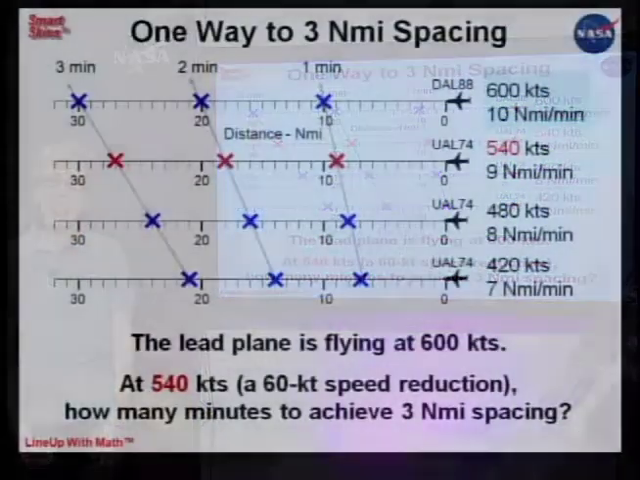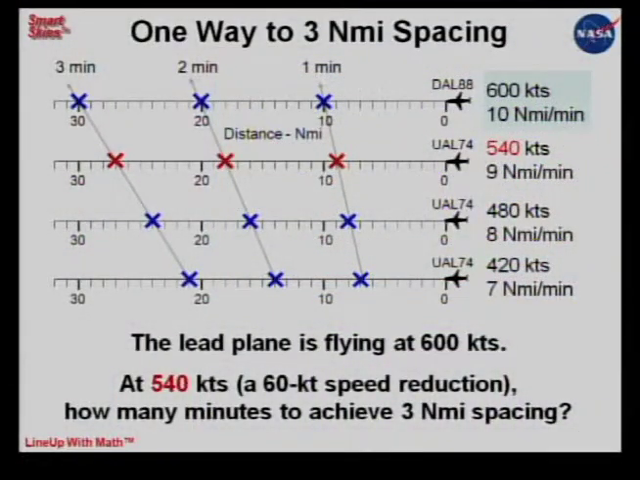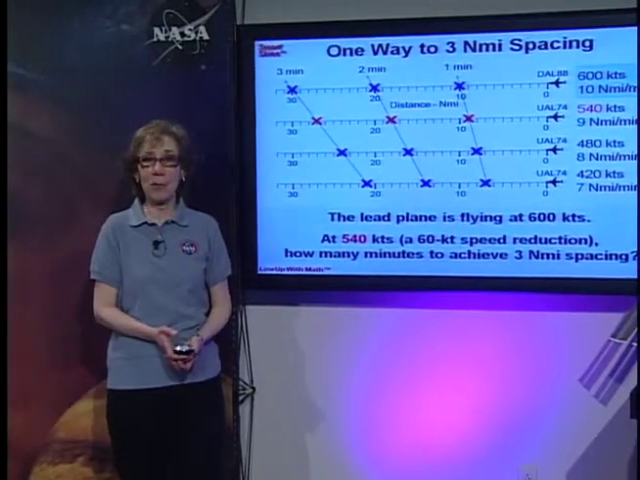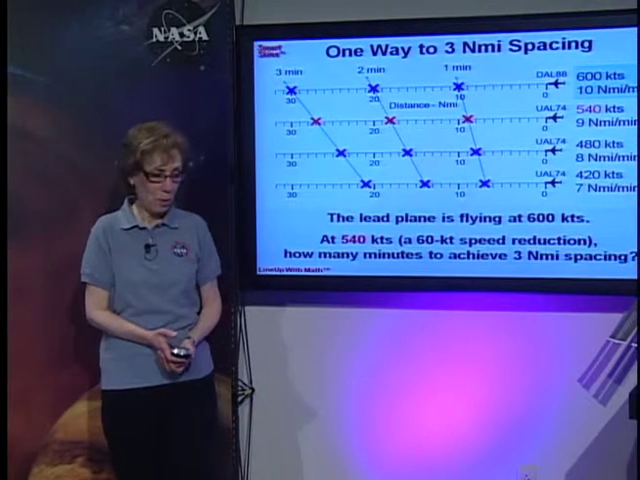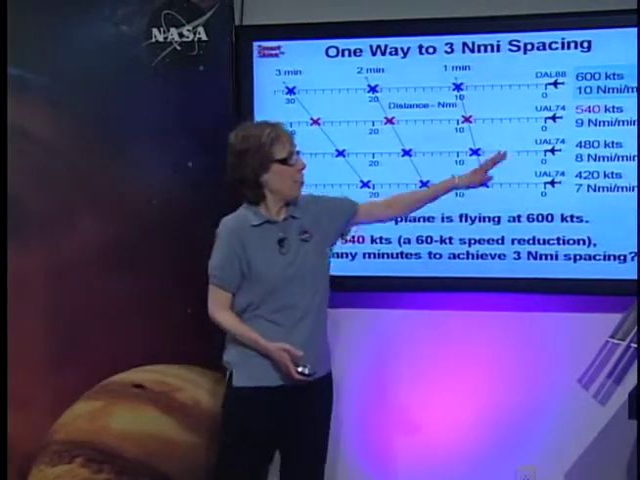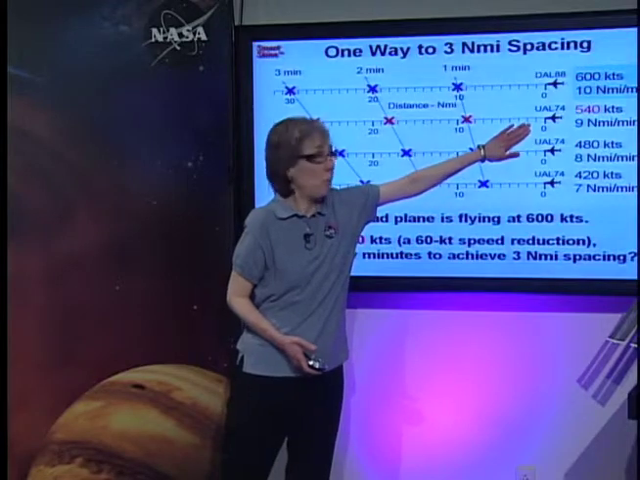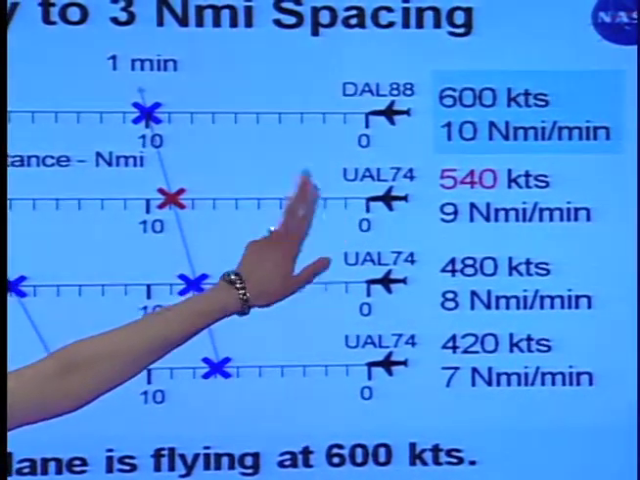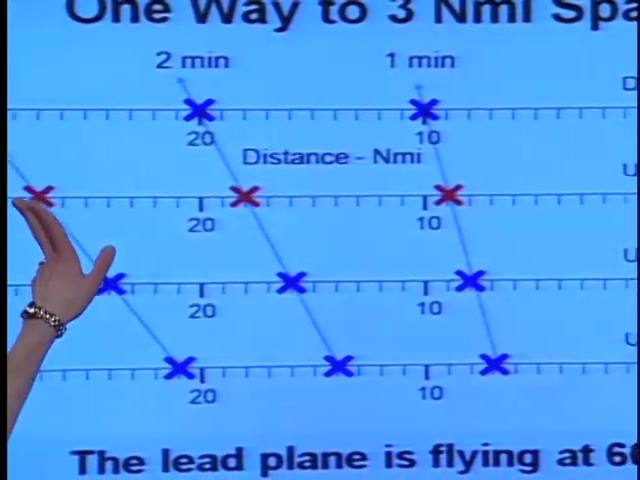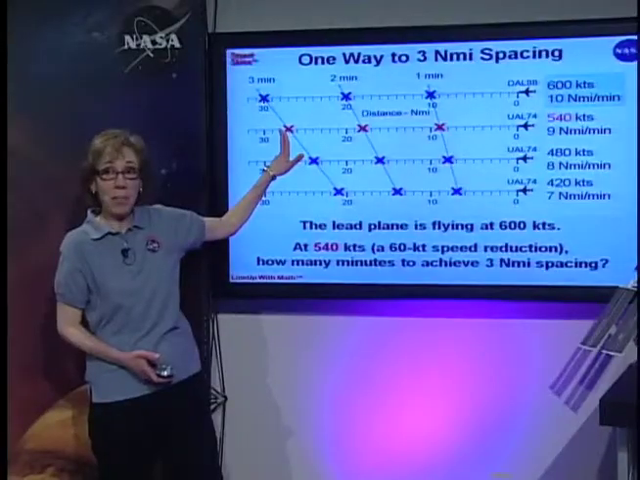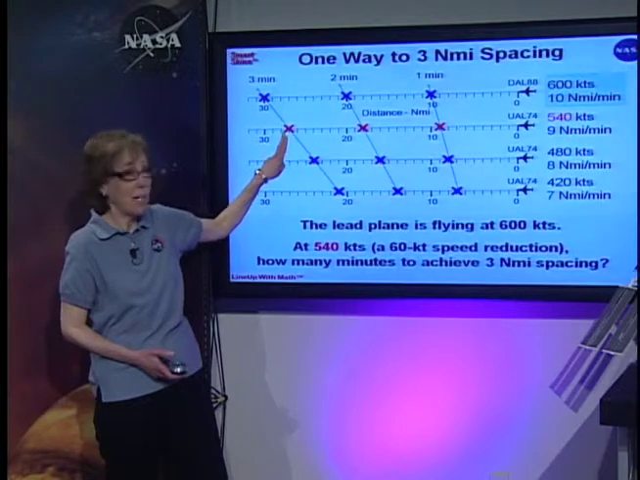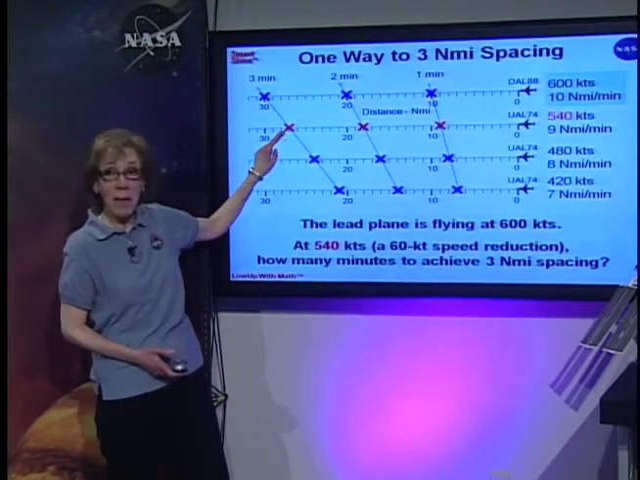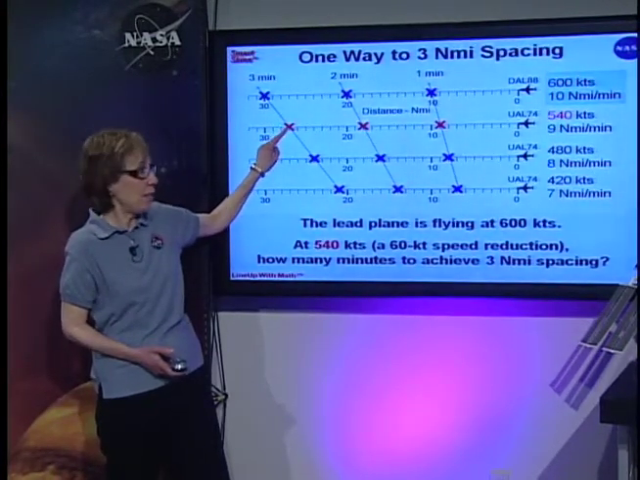Now, one thing that I really like about these questions, these simulator problems, is that there's often more than one solution. Well, let's see if we have some more correct answers to this problem. Remember that to solve this problem and get the spacing we needed, we slowed United to 540 knots for 3 minutes. And after 3 minutes, it was 3 miles behind Delta, and then we sped United back up. We got our 3-mile spacing in 3 minutes.